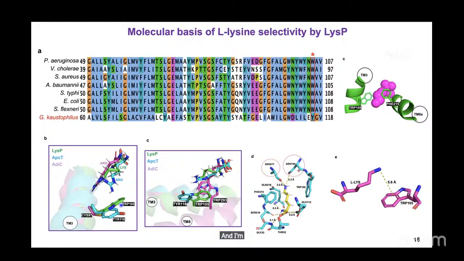And I'm using arginine here as a reference because they are the closest in terms of cationic amino acids. So you also have these other residues here that are also very important for the recognition. And the amine group of lysine with the tryptophan is 4.6 angstrom away.